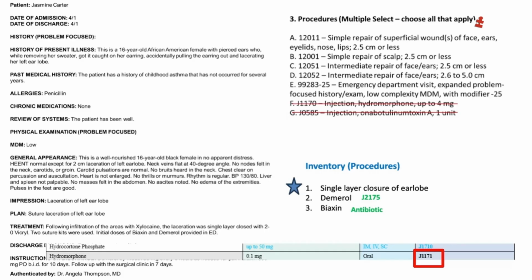Well, I'm not going to deal with the emergency department visit, because that is next. We specifically request that information on number 4. So the only thing that we have is a single layer closure of the earlobe. Okay, coders, which one do you want? A, B, C, or D? Type your answers in the chat.